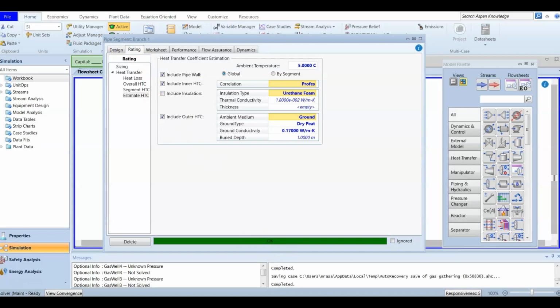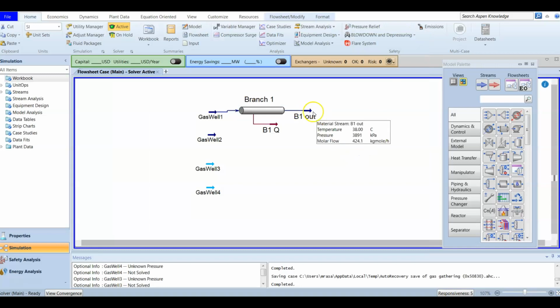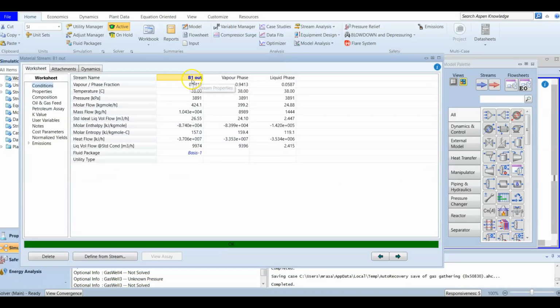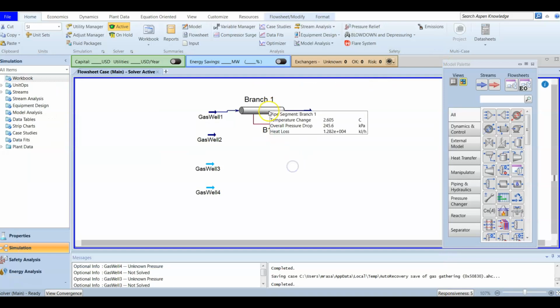Okay, so now let's answer this question. What is the outlet pressure of our branch? Okay, so outlet pressure here, what is its value? So you can know it from here. Double click and you will find the P1 out or branch 1 out. The pressure in kilopascal is 3891.